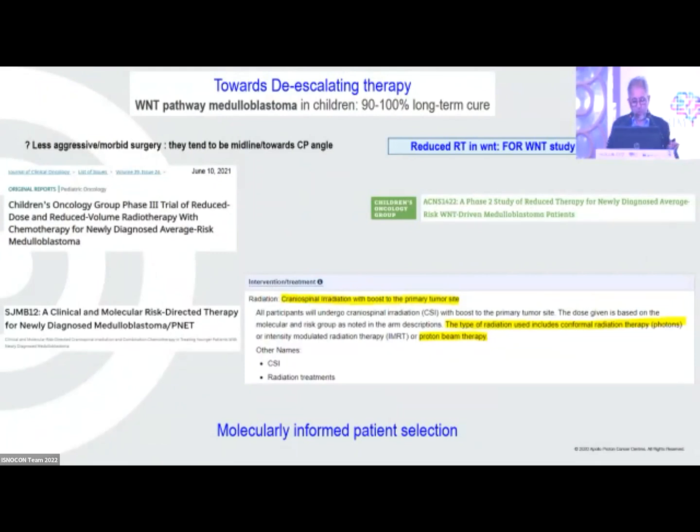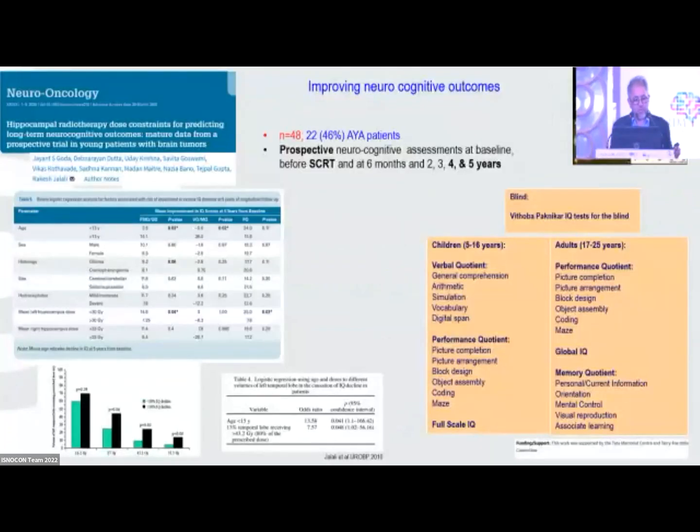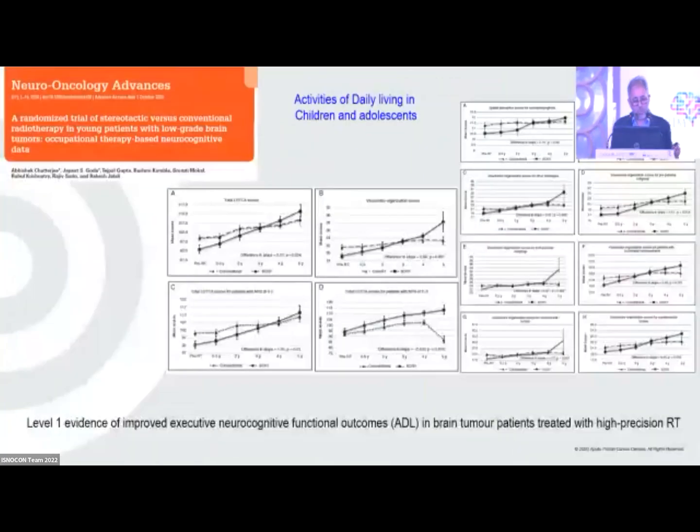And our own TMH study has also shown, and many other studies in the world are doing the same. We have demonstrated in the past the impact of high precision radiation therapy, the importance of neurocognitive. A good number, almost 50% of the patients belong to AYA, where we showed a correlation with hippocampi. And Abhishek Chatterjee in our group in TMH, we published this data on the SCRT trial looking at activities of daily living in children and adults.